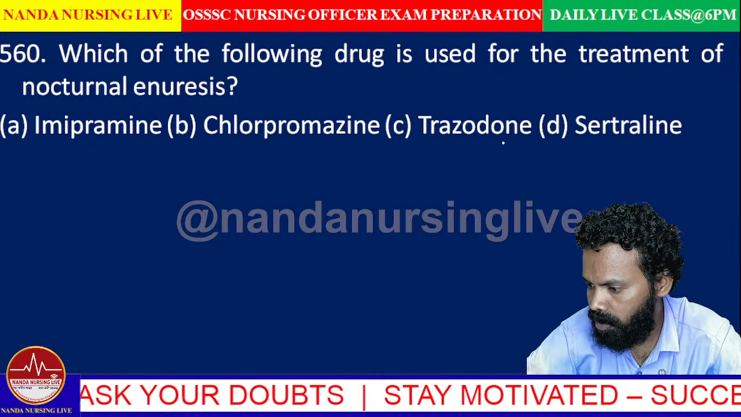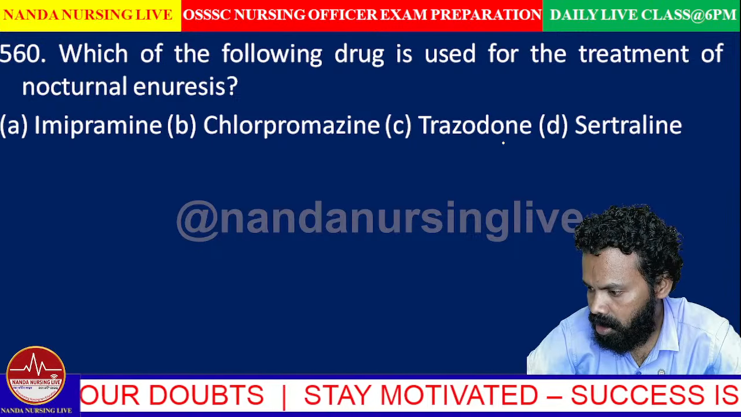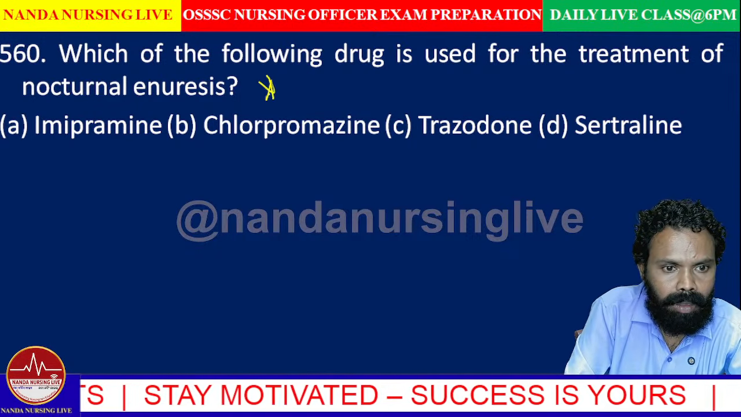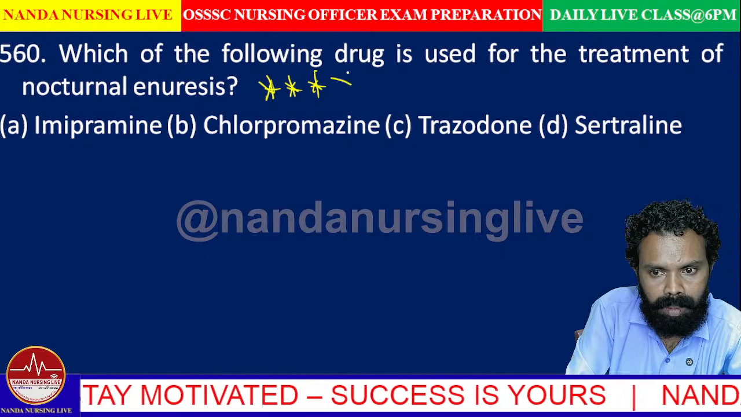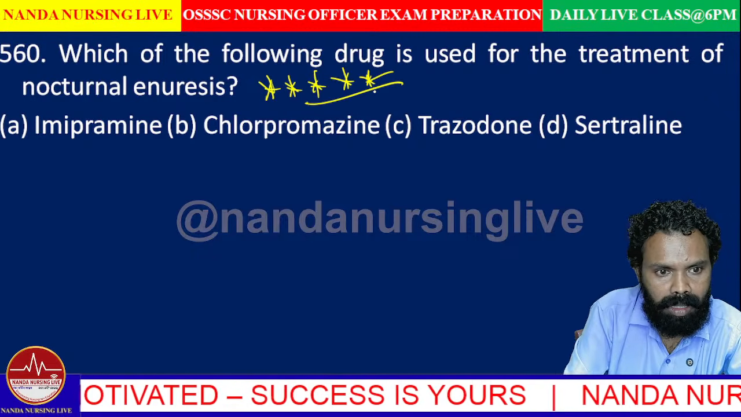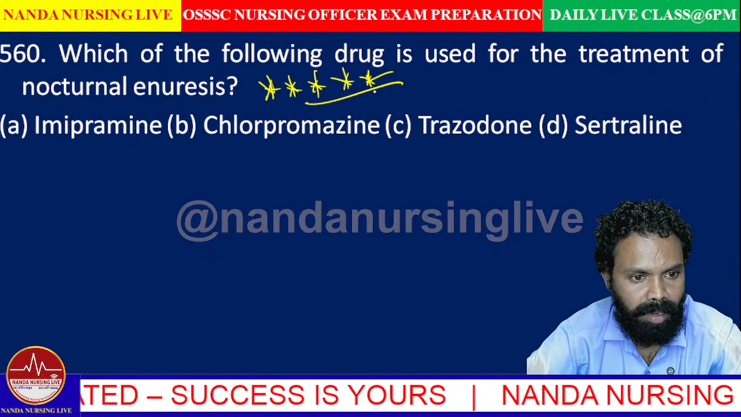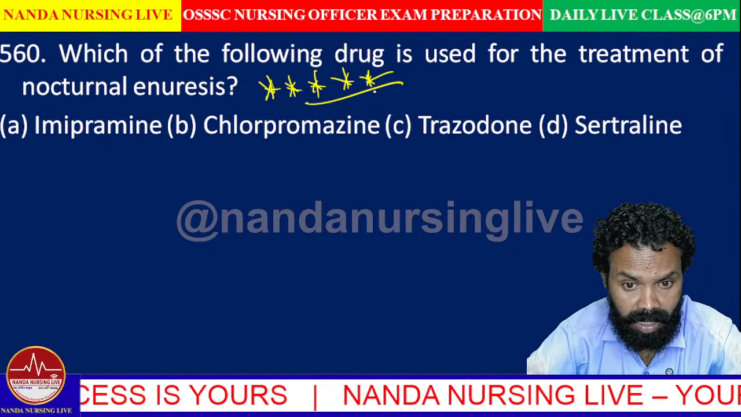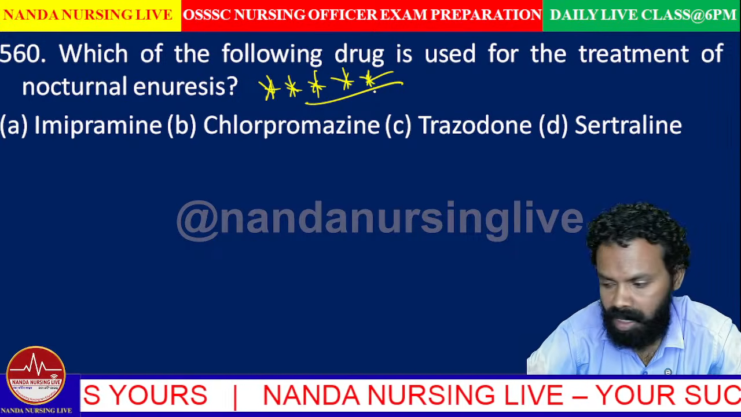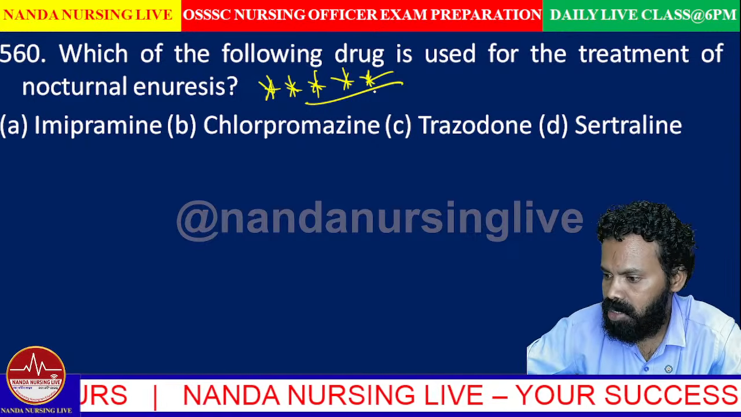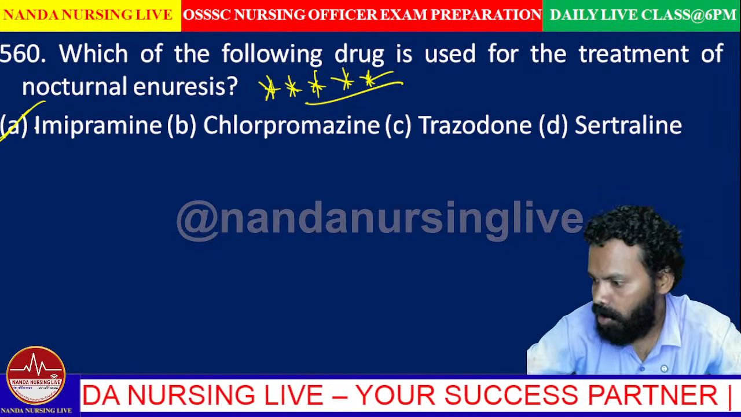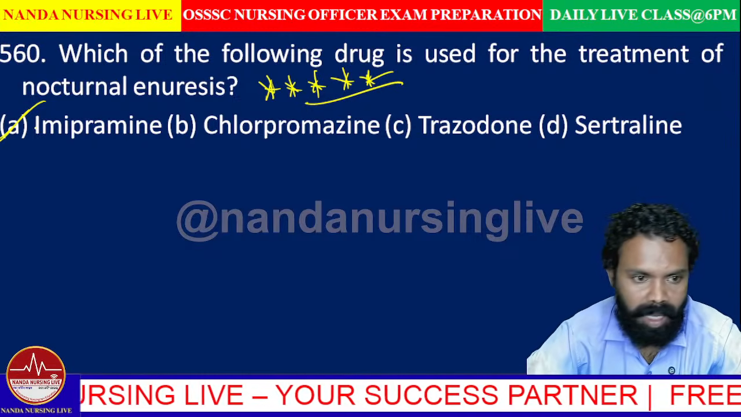nocturnal enuresis? Most important MCQ. Which of the following drugs is used for the treatment of nocturnal enuresis? Option A is imipramine, option B chlorpromazine, option C trazodone, option D sertraline. So the correct answer is imipramine, a tricyclic antidepressant.